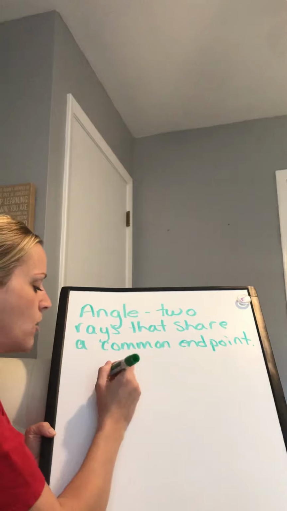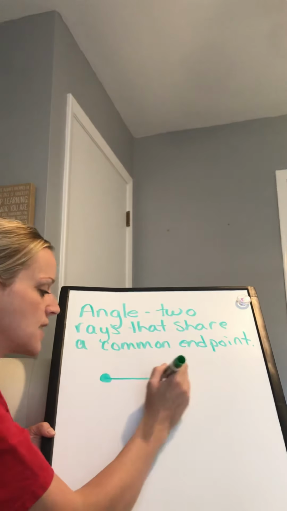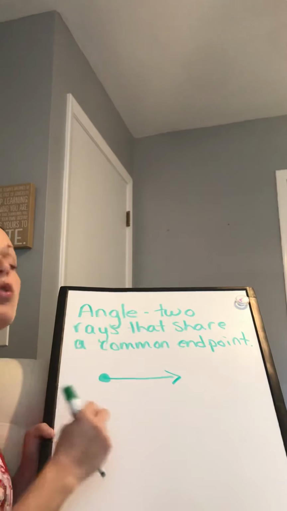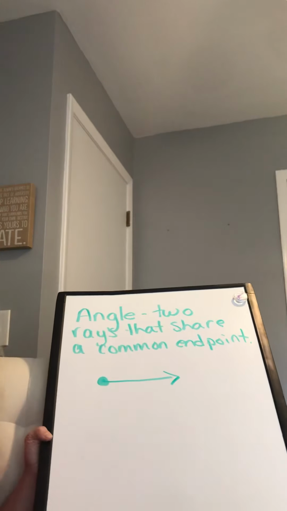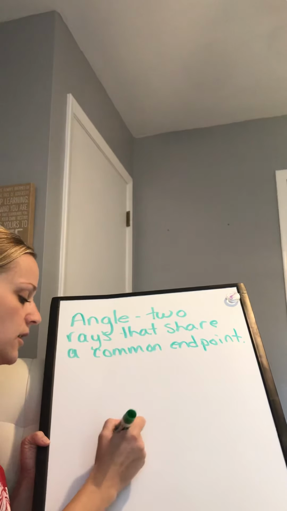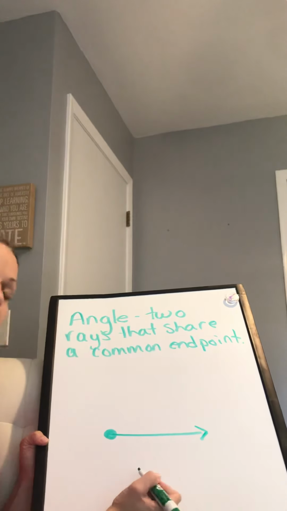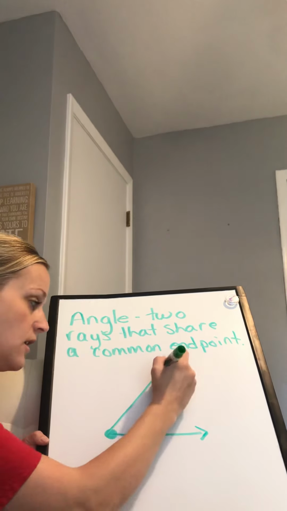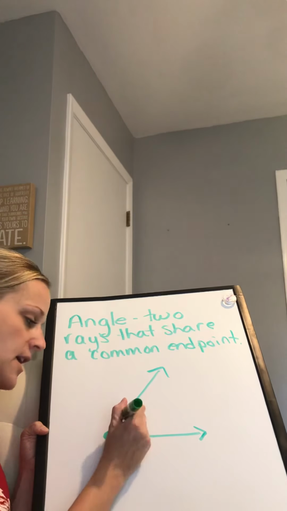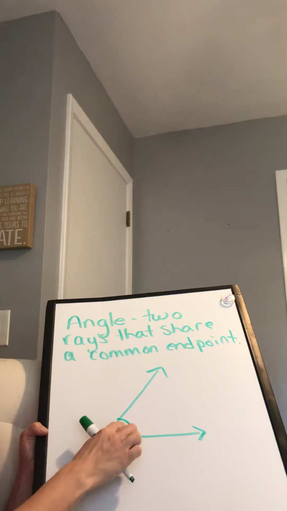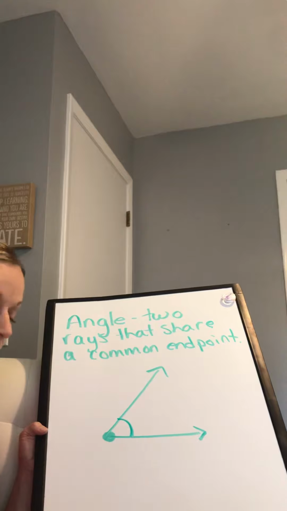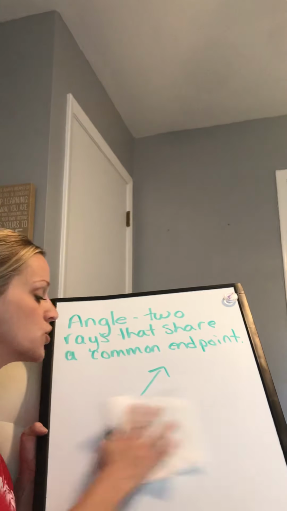So a ray, we know, has an endpoint and goes on and on forever in one direction. That's a ray. An angle is 2 rays that share a common endpoint. So that would look something like this. Here's 1 ray. Now I'm going to make another ray that has that same endpoint. And there is an angle. I can even put that little angle symbol inside of there. So that is what an angle looks like. There are 4 different types of angles, so I'm going to show you those.